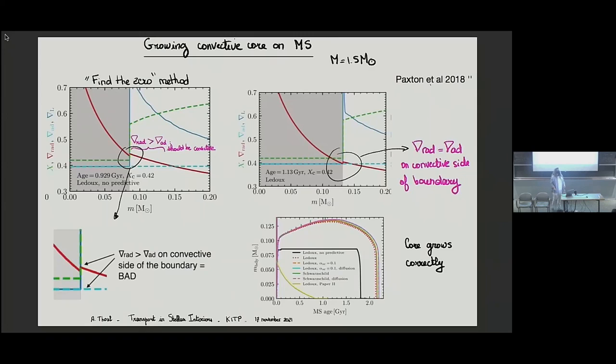Yes. Hey, Ann, this is Evan Anders. So I agree with everything. I'm just wondering on the right panel, why is that a different situation from the one on the right? Because it looks like the grad rad is still greater than grad ad on the right side of the boundary. Oh, it's on the convective side again. Okay, yep, we're good. Okay, that makes sense. Thank you. The velocity is 0, right?